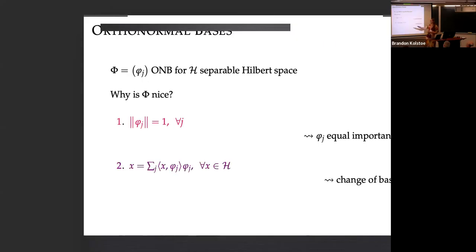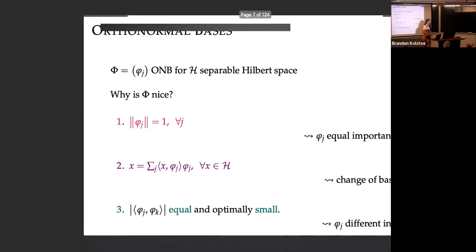We also have this really nice change of basis formula. So whenever we have a basis, we know we can do an expansion, but when it's an orthonormal basis, we have a very nice formula for what the coefficients of that linear combination are going to be. It's just we take the thing we're trying to represent, and we take inner products with the corresponding basis elements, and voila. Also, the absolute values of the inner products are equal and optimally small. So what I'm saying is somehow the angles between the vectors are as large as they can possibly be.